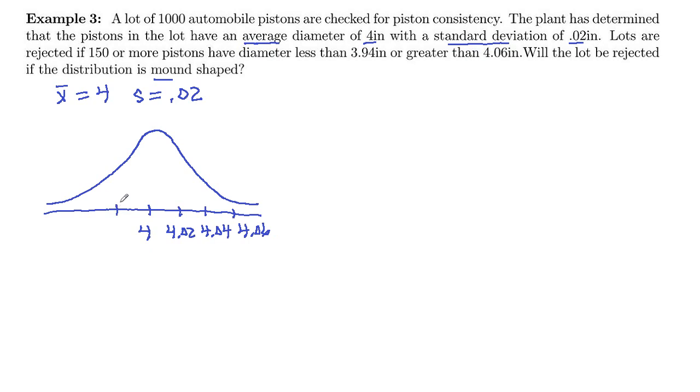and then subtract 1, 2, 3 standard deviations, so that would be 3.98, 3.96, and 3.94. And then we're asking what is the number of pistons that are less than 3.94 or greater than 4.06. Okay, so that is a distance here of 3 standard deviations.